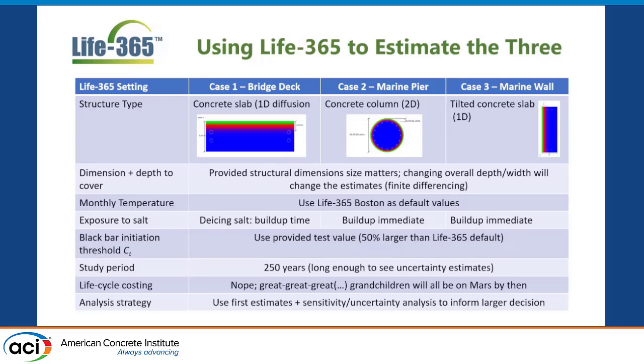Okay, on the structure type, this gives you some images from Life-365 to show for a concrete slab. The green is higher concentration, the blue is no concentration. That's the propagation mechanism for the concrete column. It's around the perimeter. It could be a square column too. And then concrete column is just the marine wall, in our case, is a tilted concrete slab, but higher levels of concentration because it's getting splashed quite a bit.